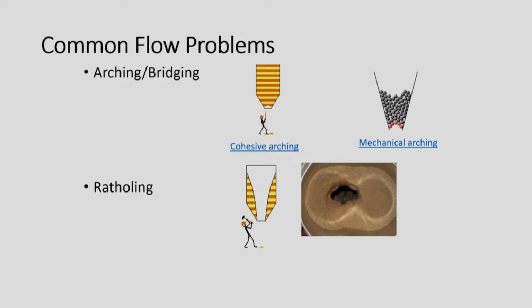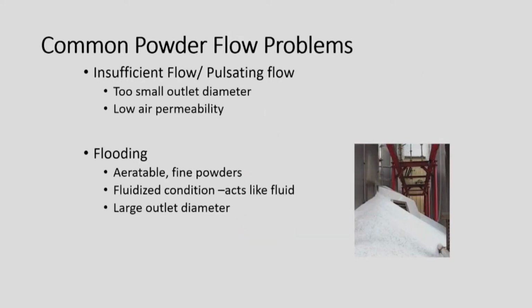Rat holing is another common problem. These are all related to powder flow and hopper design. Rat holing is when only the center part flows and the side is stagnant. That increases stress on the bin walls and can lead to bin failures. If you have lots of rat holing, it affects the strength of the bin, or the stress on the bin walls.